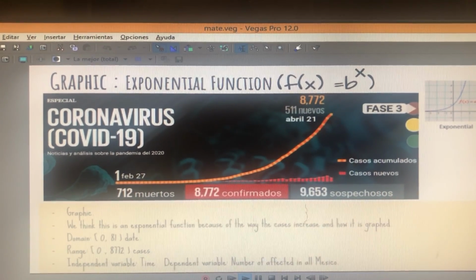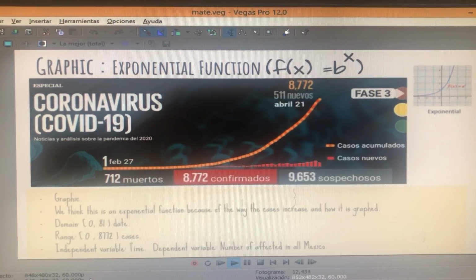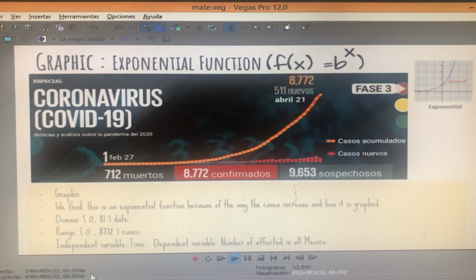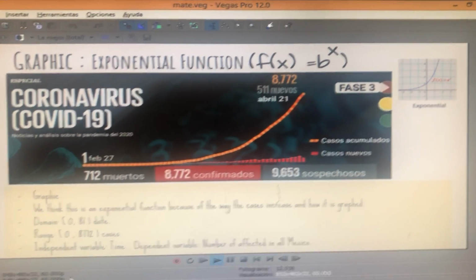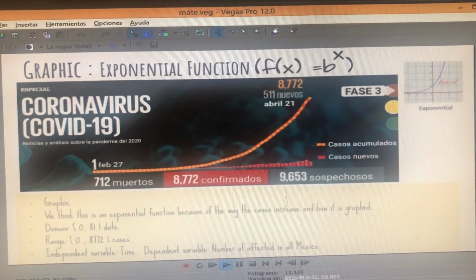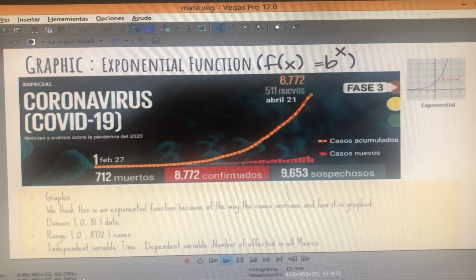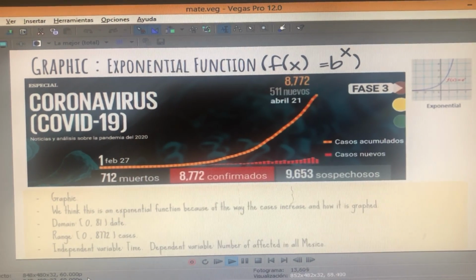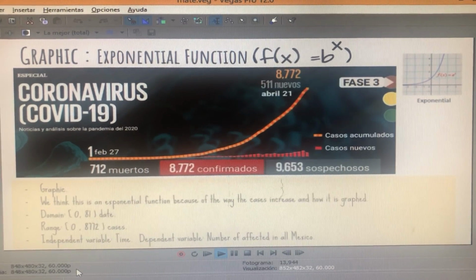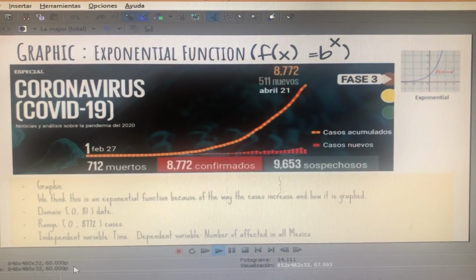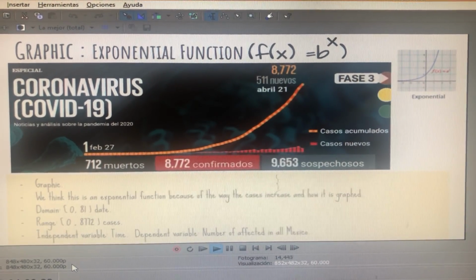There are 712 dead, 8,072 confirmed cases, and 9,653 suspect cases. This is from 1st of February of 2020 and to April 21st of 2020. There have been 511 new cases, in total 8,772 cases.